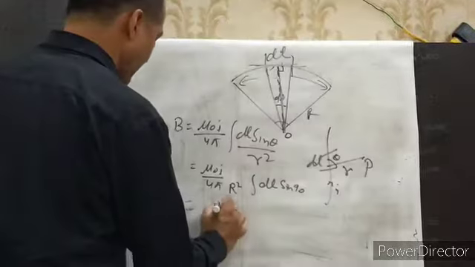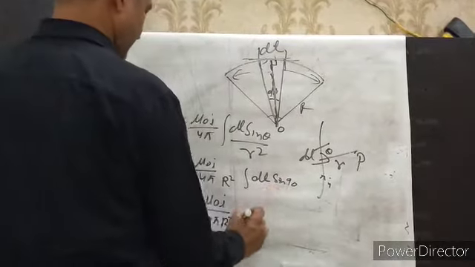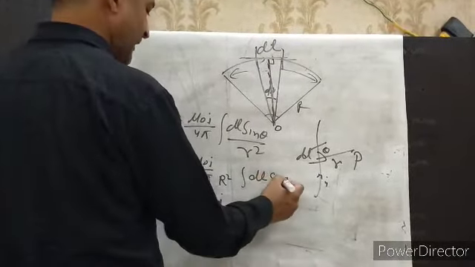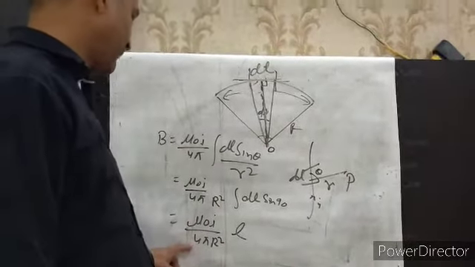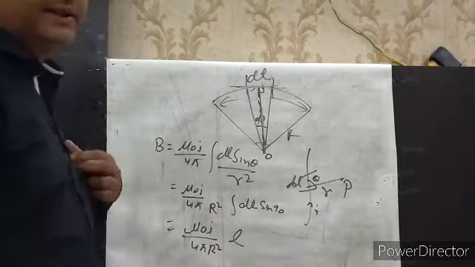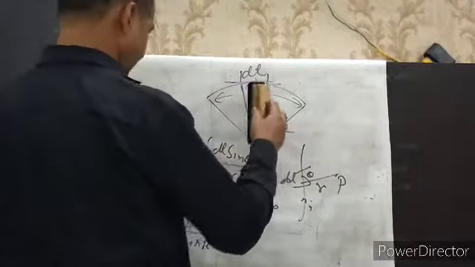This will become mu naught I by 4 pi r square. Integration of dl is L and sine 90 is 1, then this is only L. This is mu naught I by 4 pi r square L. Is it clear? Okay. We know that angle is equal to arc by radius.